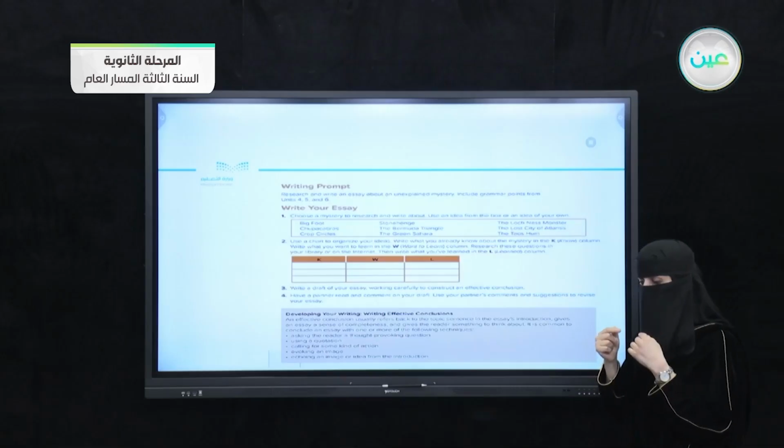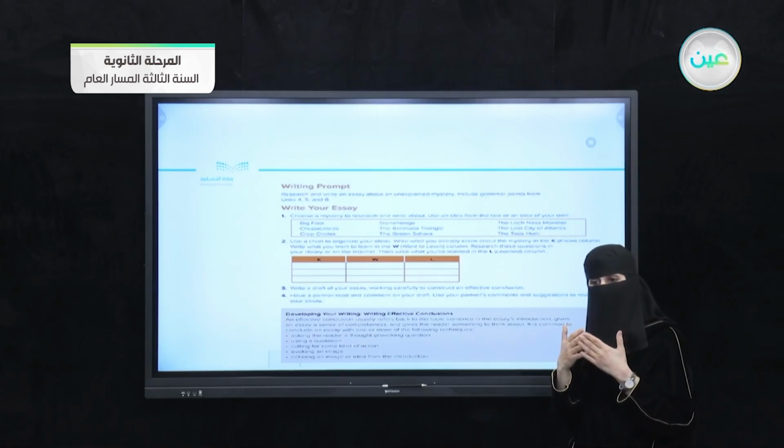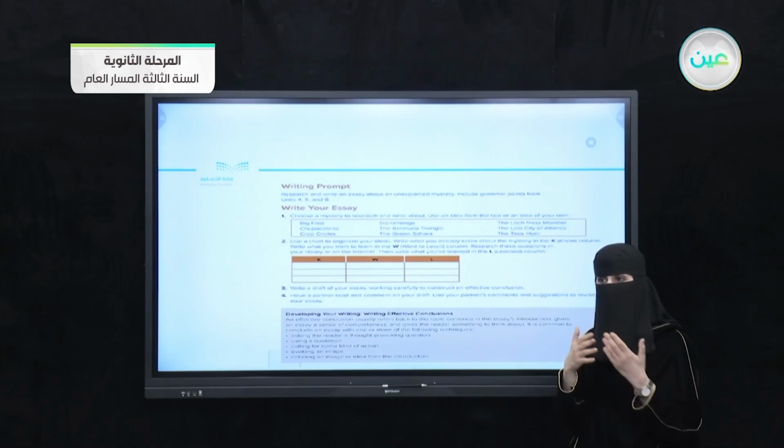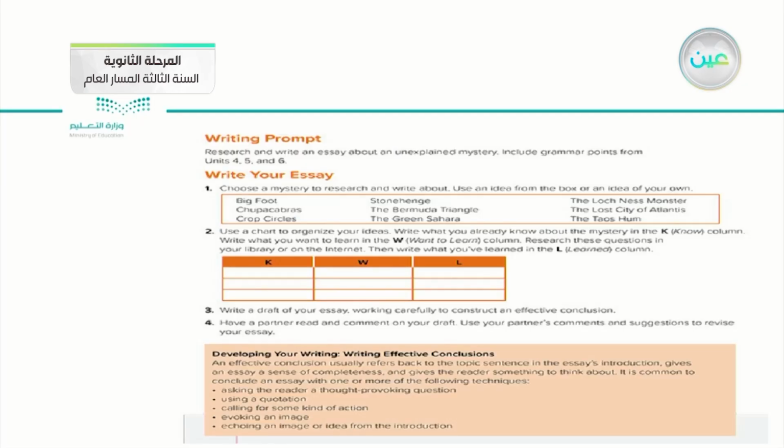This makes the reader of your essay think, and by deep thinking or critical thinking, as we call it, ask himself or herself what the real answer to that question is. And it is common to conclude an essay with one or more of the following techniques. Number one, asking the reader a thought-provoking question, which means give them a direct question.